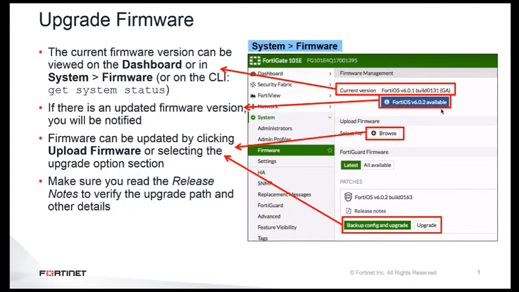You can view the current firmware version in multiple places on the FortiGate GUI. When you first log into FortiGate, the landing page is the dashboard. You will see the firmware version in the System widget. This information is also found at System, Firmware. And of course, you can retrieve the information on the CLI using the command get system status. If a new version of the firmware is available, you will be notified on the dashboard and on the firmware page. Remember to read the release notes to make sure that you understand the supported upgrade path. The release notes also provide pertinent information that may affect the upgrade.